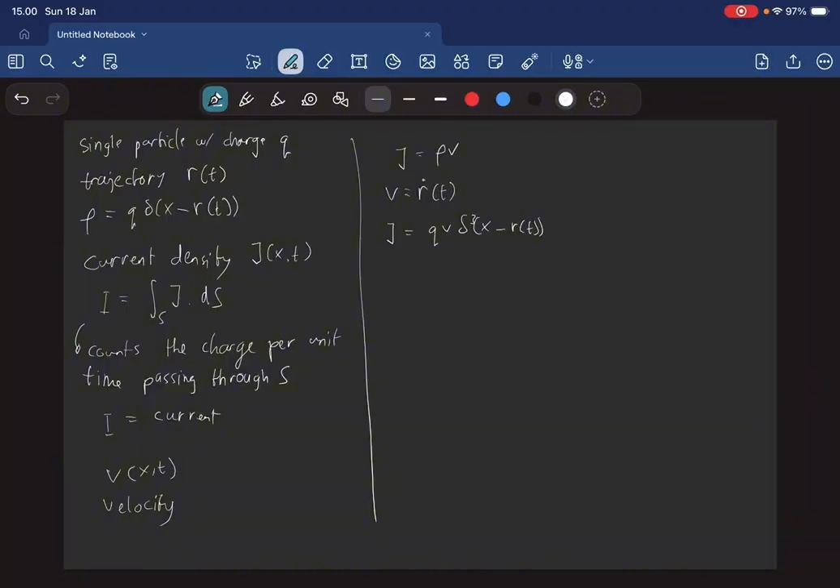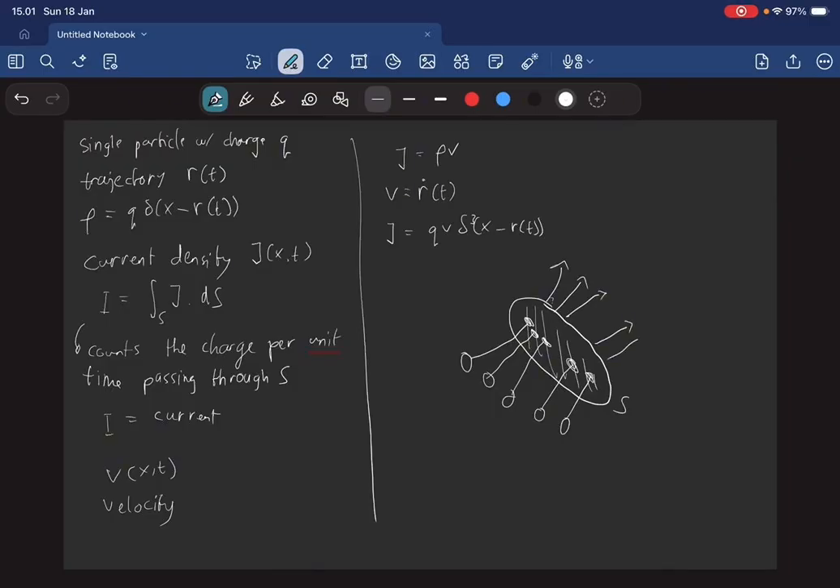So the illustration is like this. And this is a surface S through which there is a current flux. This is the underlying charged particles, shown as red balls, moving through the blue surface S.